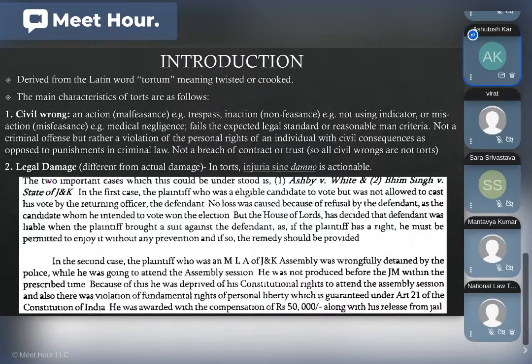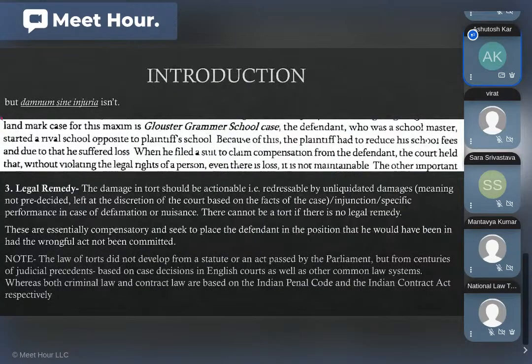All right. So we'll head to the next maxim. Okay. So we have next maxim, which is called damnum sine injuria, which means there have been some damages, but without any injury. So how can this happen? For this, we'll look at a case which is called Gloucester Grammar School case.